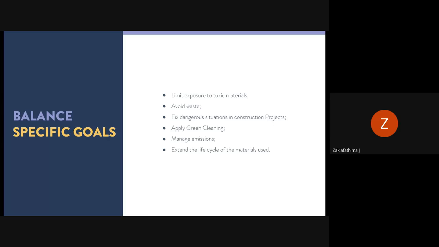Second, you will consider avoiding waste. Be it anything, even the material, even the food that you are using.